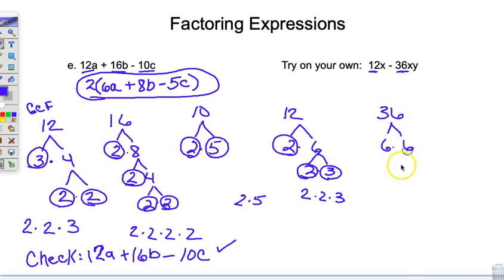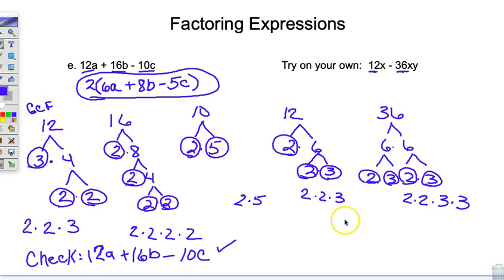As far as 36, let's break that one down as well. 6 times 6 is 36. Neither of those are prime numbers because I can still break them down into 2 times 3 and 2 times 3. And now we have all prime numbers. So the prime factorization of 36 is 2 times 2 times 3 times 3.